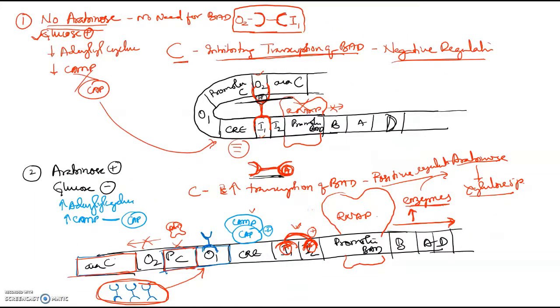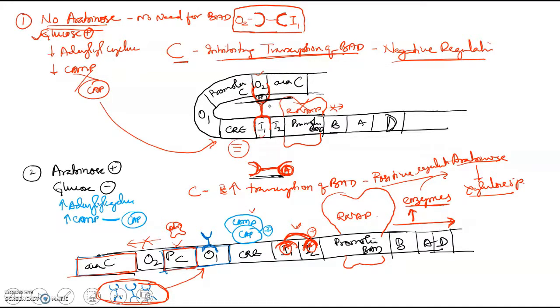So when there is no arabinose, what will happen? C will bind to the O2 region and I1 region, which will bend the DNA, and this conformation is not good for the RNA polymerase to work. It will hinder the action of RNA polymerase. So no mRNA is synthesized, and this C protein will inhibit transcription of BAD.